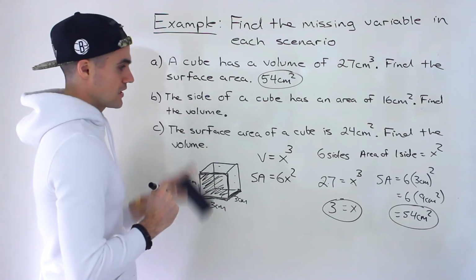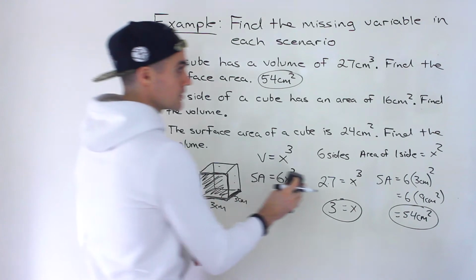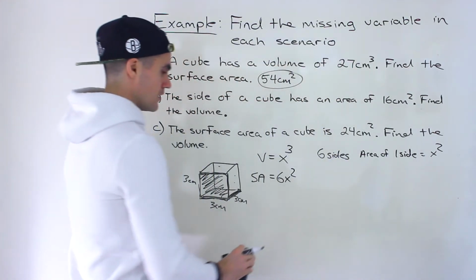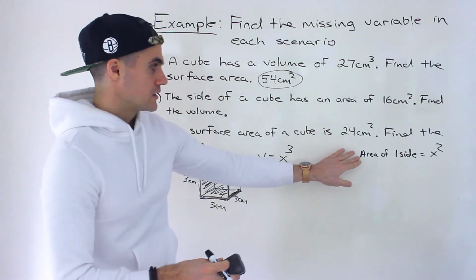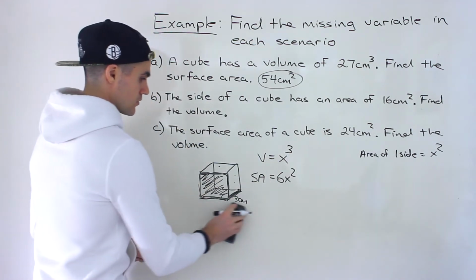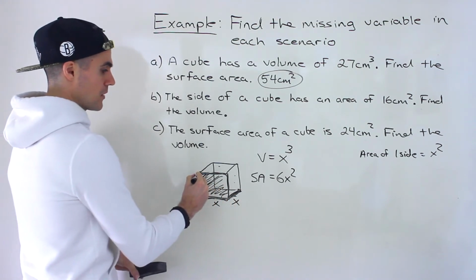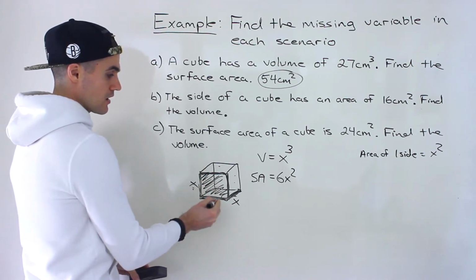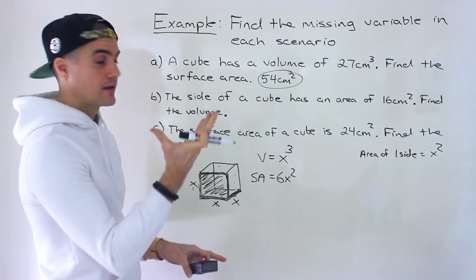Now moving on to scenario B, we're told the side of a cube has an area of 16 centimeters squared. So let's erase all of this over here. Remember, we mentioned how the area of one side over here, let's erase this 3, so we have x, x, x. We said that the area of one side is basically x times x, right? It's the area of this square over here, which is x squared. So that's what we're given in this scenario.